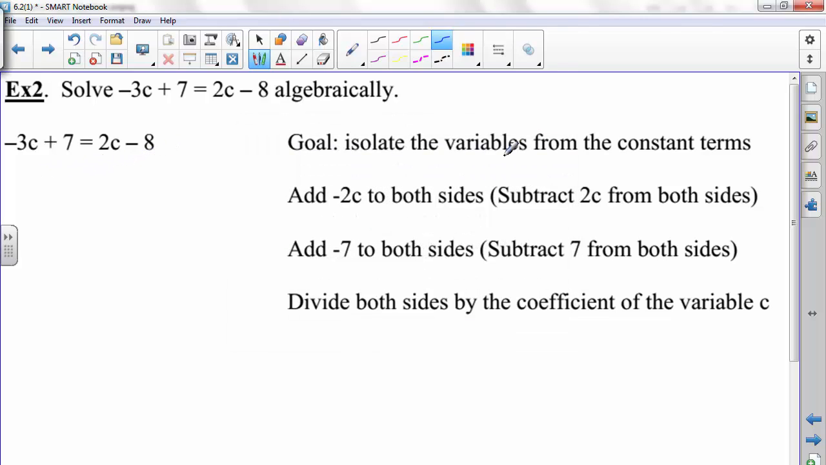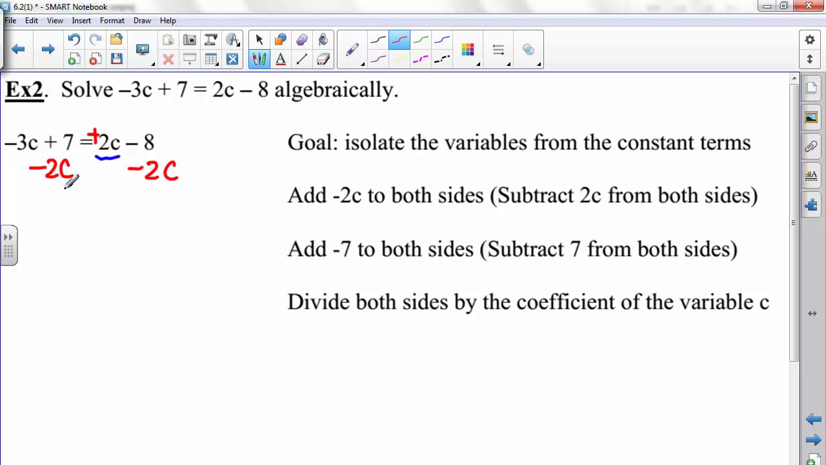Need to realize my goal here is to isolate the variables from all the constant terms. That means I want to put the c term on the left side and all the numbers on the right side. So I want to get rid of 2c from the right side. You also can think about the inverse operation for 2c as well. So 2c, this is a positive 2c. If I want to get rid of this 2c, that means I need to subtract 2c from both sides.